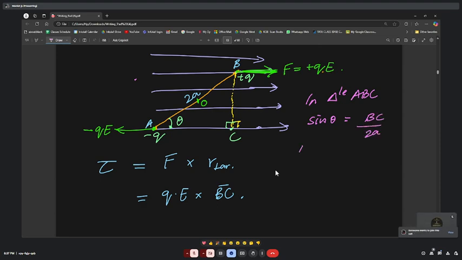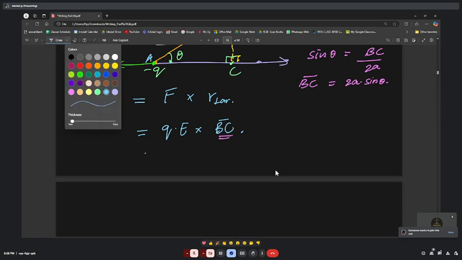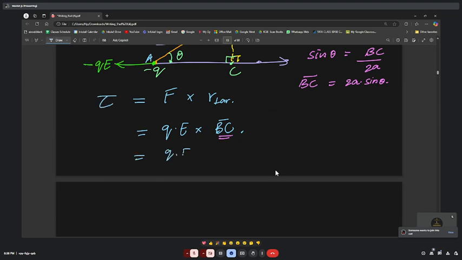Go for a rearrangement. So what is BC then? BC is equal to 2A into sine theta. Clear? So we'll substitute that value here. When you put that value for BC, what happens? You will get QE times 2A sine theta.